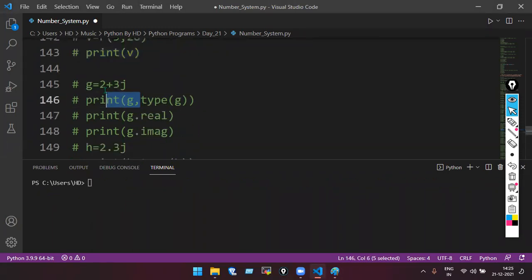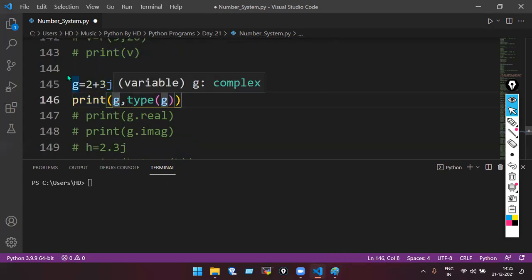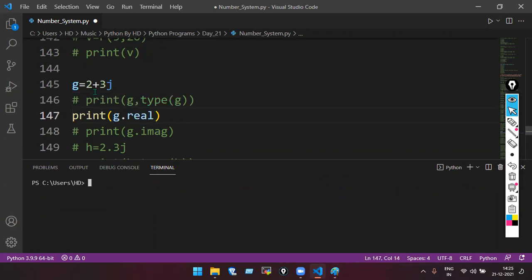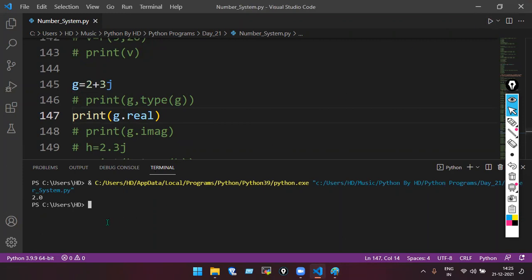Now, the same thing I want to show here. J equal to 2 plus 3j. Print J, what will come in the bracket? 2 plus 3j. What type is it? It is of the type complex. Now, if I just want to get the real part, what I'll do is J dot real. I get the answer in terms of float. How much is the value of the real part here? 2, but what I got as the answer is 2.0. So run the code. If I do the imaginary part of the same thing, what do I get? 3.0.